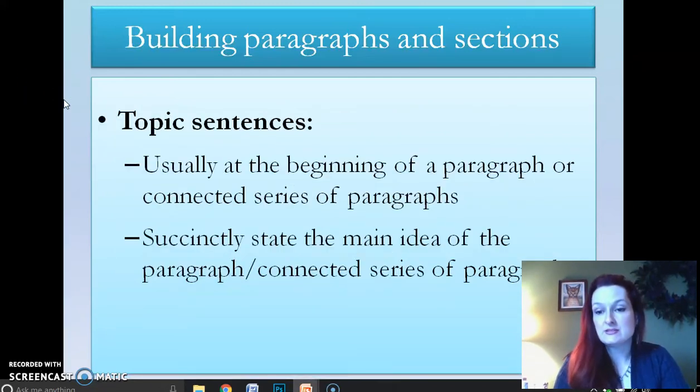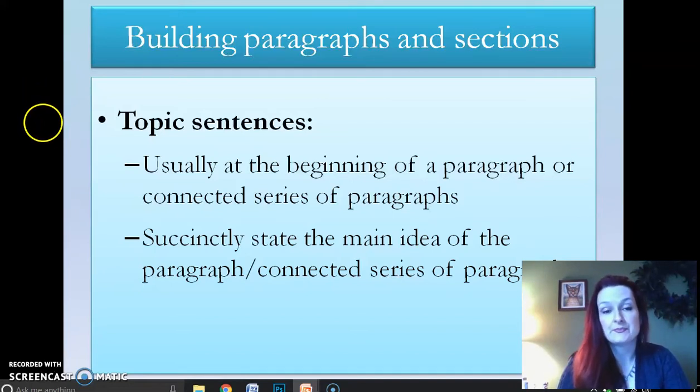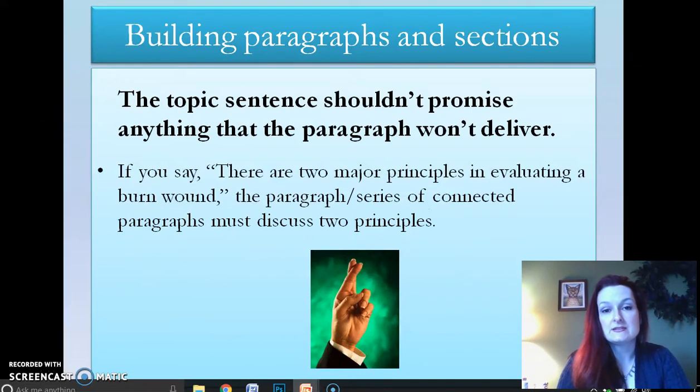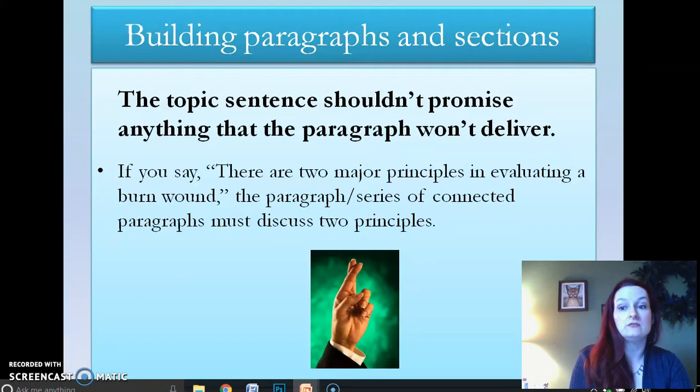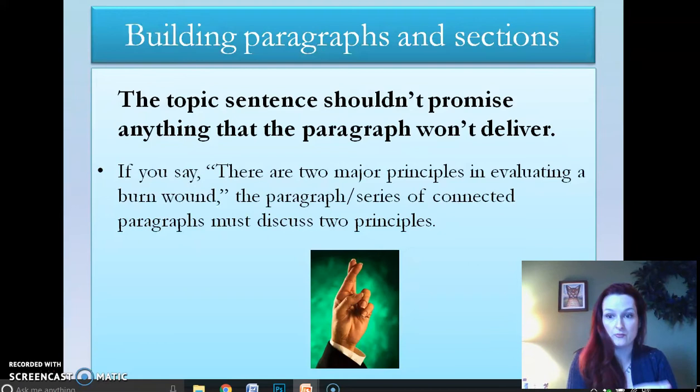So again, a topic sentence is usually going to come at the beginning of a paragraph or a connected series of paragraphs, and it should succinctly state the main idea of that paragraph or paragraphs. The topic sentence shouldn't promise anything that the paragraph will not deliver. And that's of course true with the purpose statement of the whole paper as well, as we discussed earlier. So if you say there are 2 major principles in evaluating a burn wound, then you have to make sure that the paragraph actually does discuss 2 principles, not 1, not 3, it's whatever the topic sentence promises.